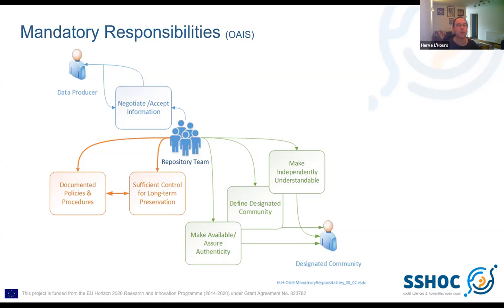And then there's the key concept of the designated community, the target knowledge base and the target area of work of your community of users. As Olivier said, these could be either general purpose, general public users, or disciplinary users. You'd need to reflect that in your application, but you need to make the information independently understandable for them. And when we say them, we mean a defined group. And make the data available and assure authenticity over time.